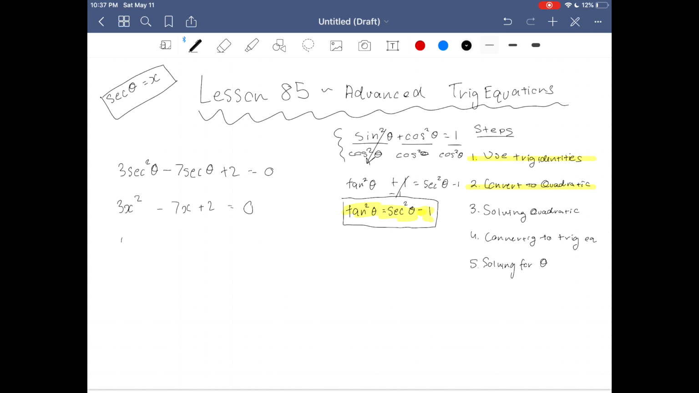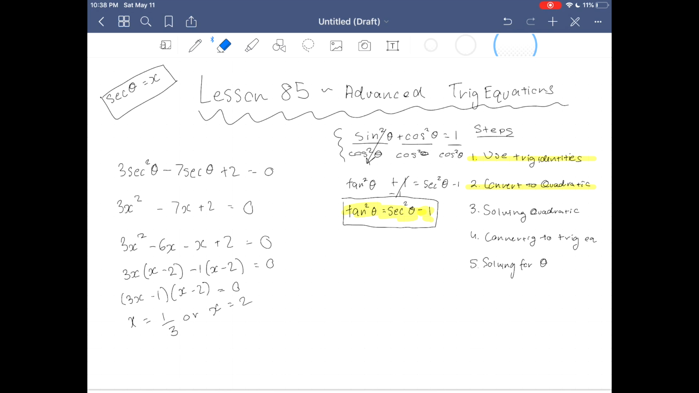And that would give you 3x squared minus 6x minus x plus 2 equals 0. So you take out the 3x by grouping it. So you got x minus 6. No, that's not 6. You got x minus 2. And then you factor out the -1, you got x minus 2 equals 0. So now you have 3x minus 1 multiplied by x minus 2 equals 0. So x is either equal to 1 over 3 or x equals 2.